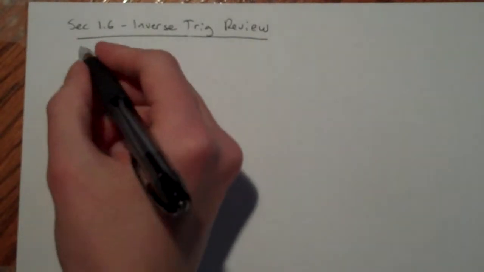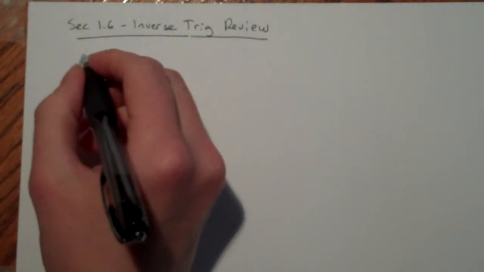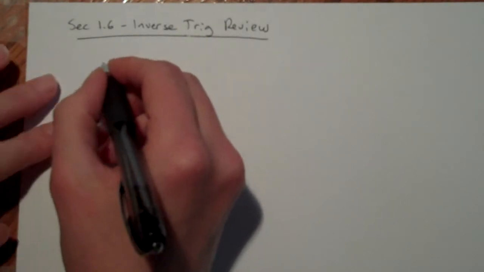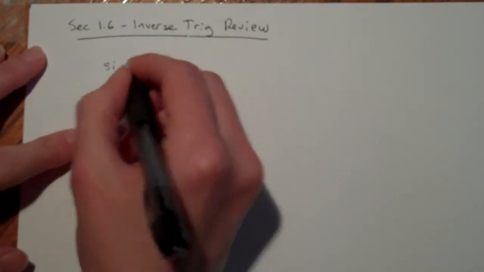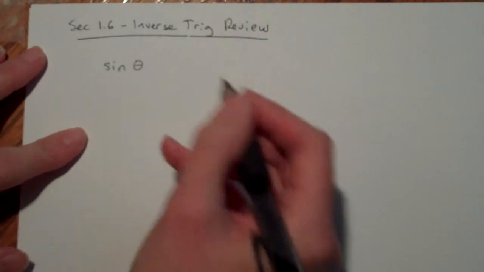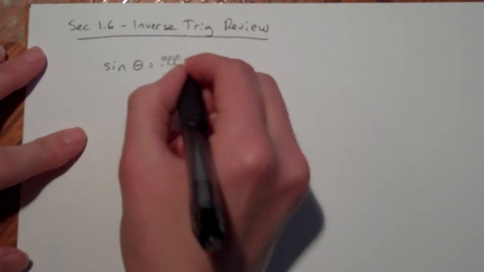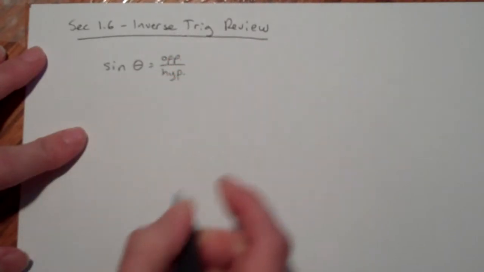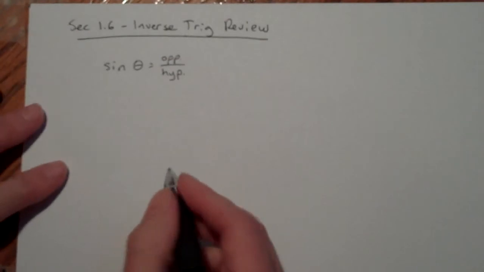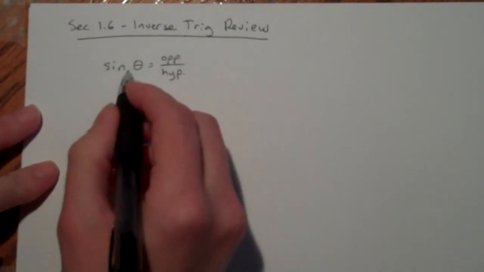Hey guys, we're going to talk about inverse trig today, so this is all stuff that you've done in pre-calculus. But before we can talk about inverse trig, I want to make sure that we recognize this, and we know sine of theta. If you think about your triangles, sine of theta is equal to the opposite over the hypotenuse. So that's regular trig. Inverse trig is what happens when we undo that.